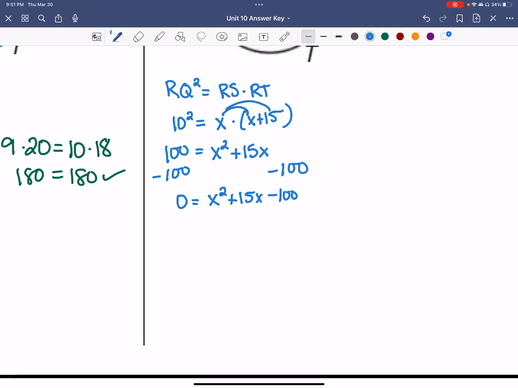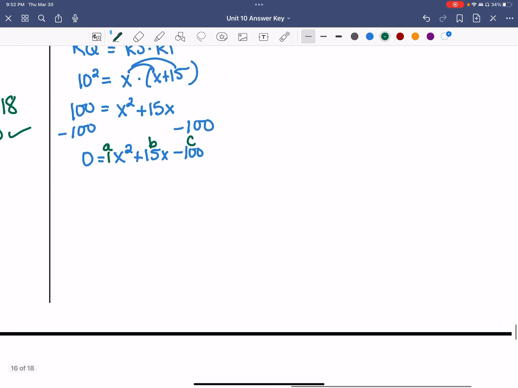And then if you don't remember how to factor, it's pretty much you're finding the 2 factors of C that will give us B when added together. A, in this case, is 1, B is 15, and C is negative 100. So I need to think of my values of negative 100 that'll give me 15. Another good method to use is the AC method. This is where I take A times C. So if I do A times C, I have negative 100x squared. My B value is 15x.